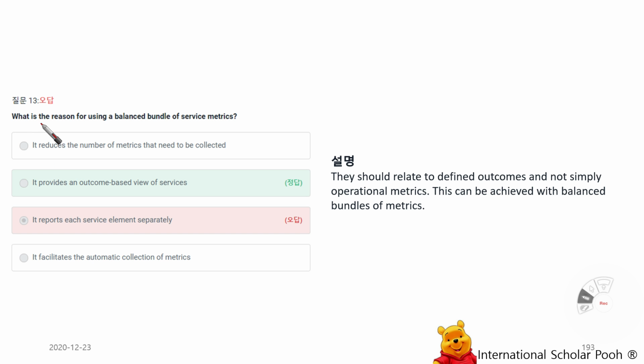What is the reason for using a balanced bundle of service metrics? It provides an outcome-based view of services. They should be related to defined outcomes and not simply operational metrics. This can be achieved with balanced bundles of metrics.